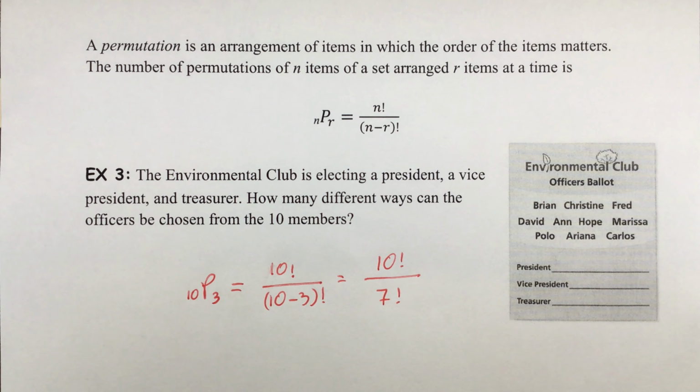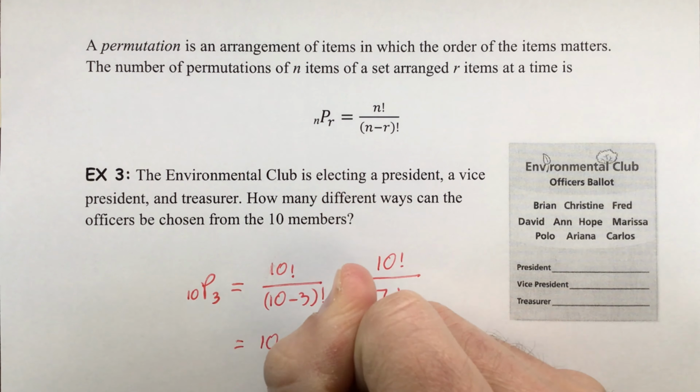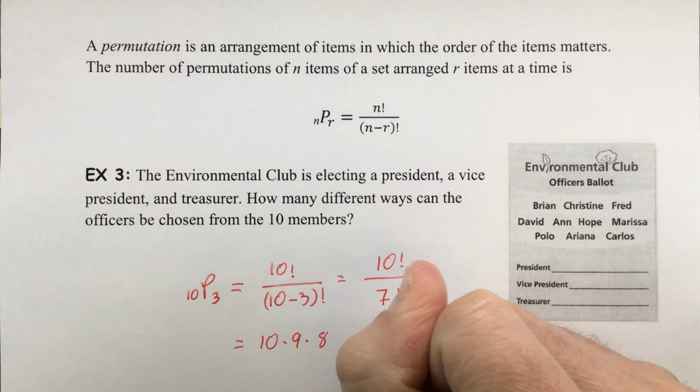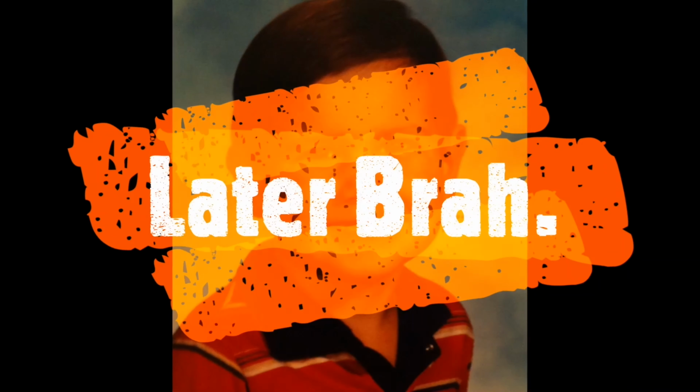And if you recall from the last example, 7 factorial is just the latter end of 10 factorial. So if we think about the top, it's going to be 10 times 9 times 8, and then everything after that is exactly what we have on the bottom. So you can go ahead and eliminate all of that. This is the same thing as 10 times 9 times 8. 9 times 8 is 72, times 10 will be 720. Wait, what?